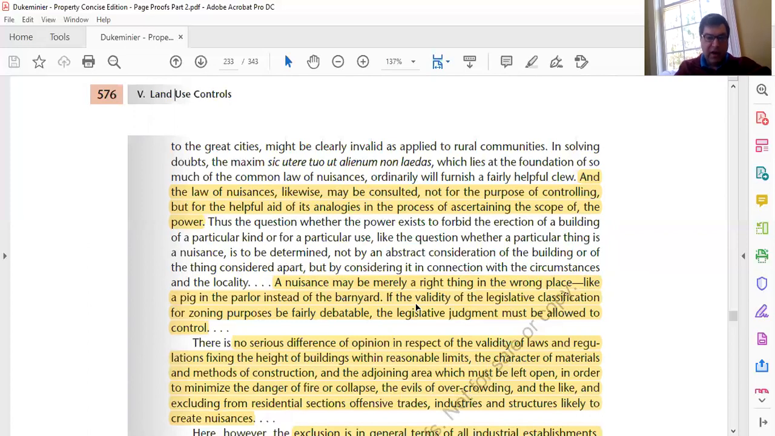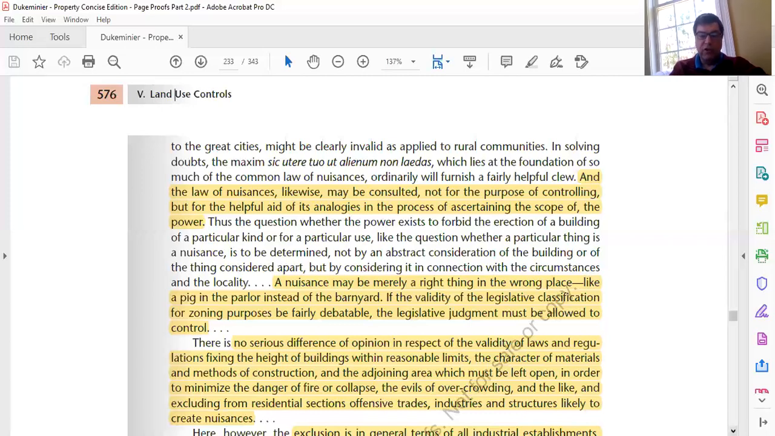So on page 576, the court first talks about the ordinances that set maximum heights for buildings, that set limits on materials and methods of construction, that require areas of open access. Are those regulations valid exercises of the police power? And the court says, yes, they are. In fact, there's no serious difference of opinion. Those kinds of regulations minimize the danger of fire or collapse, the evils of overcrowding and the like, and exclude from residential sections offensive trades, industries, and structures likely to create nuisances.